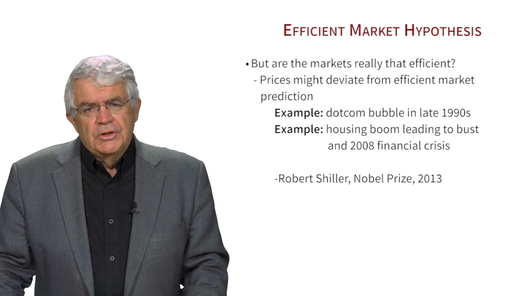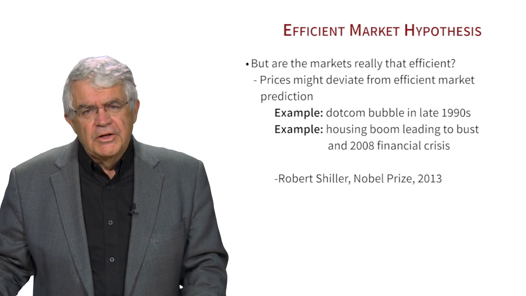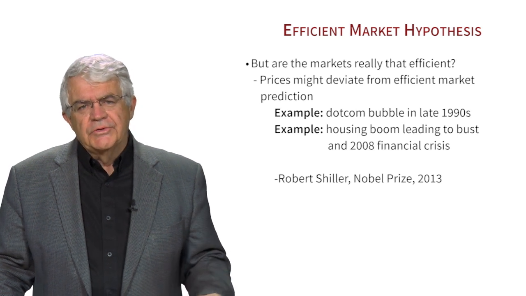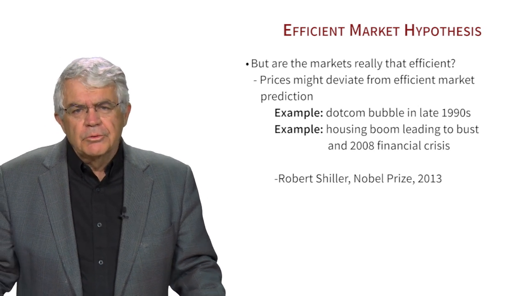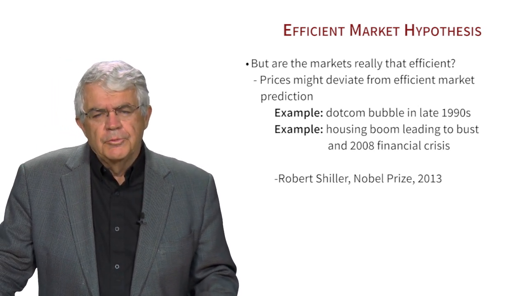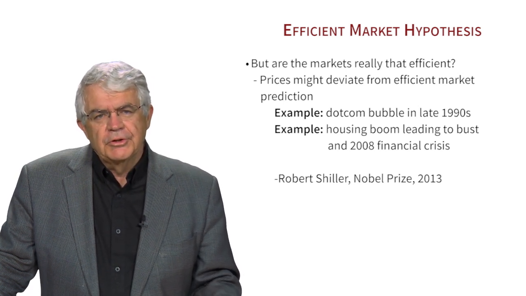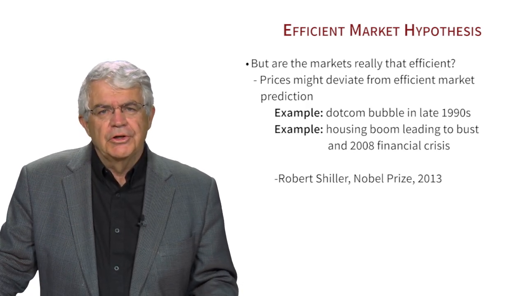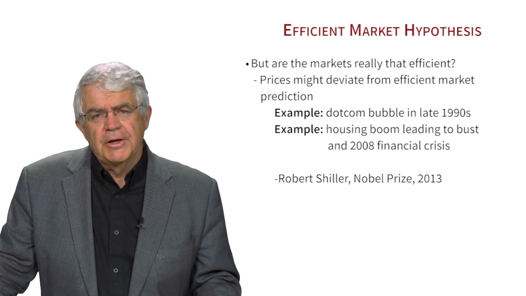Another example is the housing boom in 2004, 5, 6, and then eventually the collapse, which led to the financial crisis in 2008. That rise in housing prices could very well have been due to something other than fundamentals, something other than people really wanting to take advantage of home ownership, other things going on. And so these are examples where you seem to deviate from the prediction. And interestingly enough, in the same year that Eugene Fama won the Nobel Prize, another economist, Robert Shiller at Yale University, won the Nobel Prize for basically pointing out that the efficient market hypothesis doesn't always work.